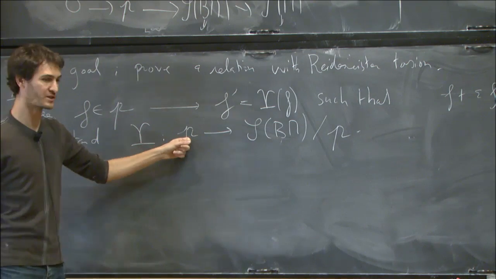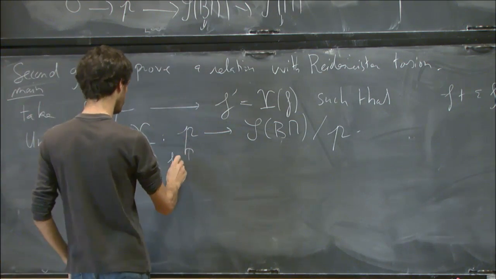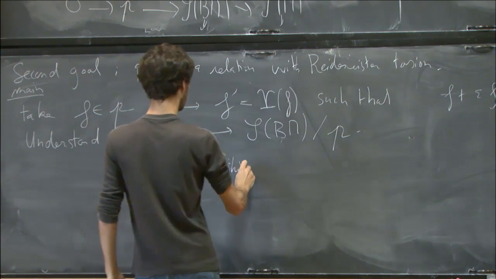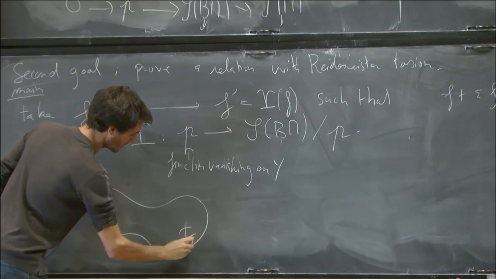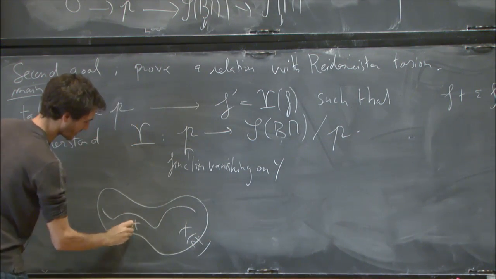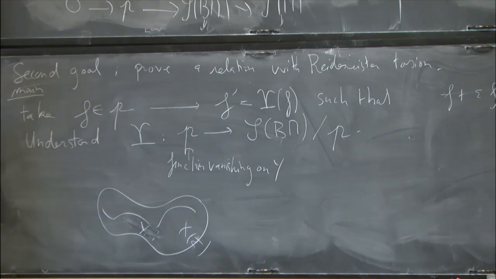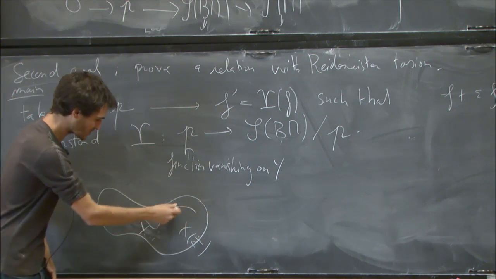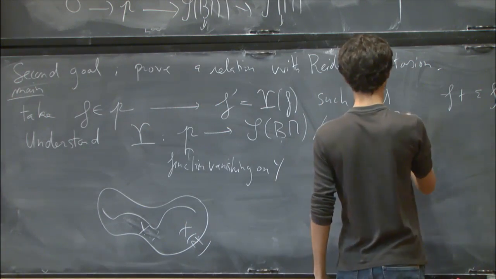So this is a function which vanishes on Y. So you have a character variety of sigma and character variety of M, so Y, which is the image of the character variety of the 3-manifold. And there is an operator which tells you, once you have a function which vanishes on Y, it gives you a function, because this is the algebra of functions on Y.